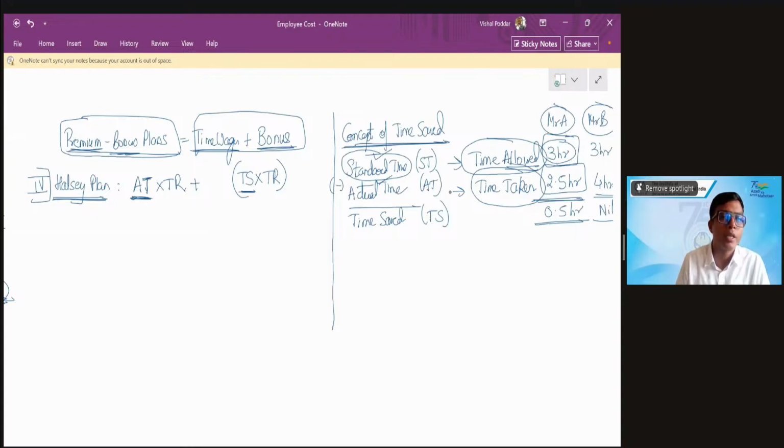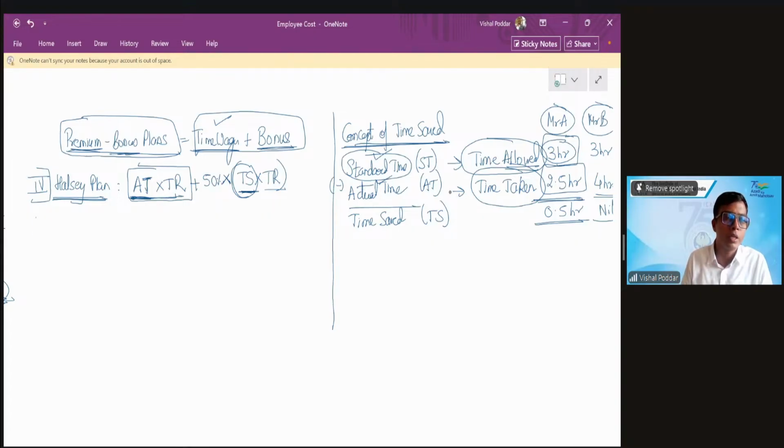Now, Halsey says that you make payment for the time wages, that is actual time into time rate. This is done. And as bonus, you give them some extra wages even for the time they have saved. So how will I find out the wages for the time saved? It is the time saved multiplied by time rate. Now, Halsey says give him 50% of this as bonus. So Halsey will give you 50% of this.